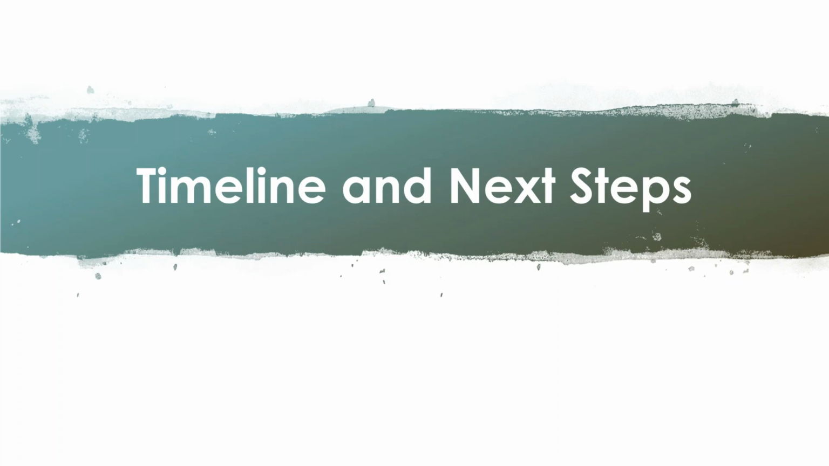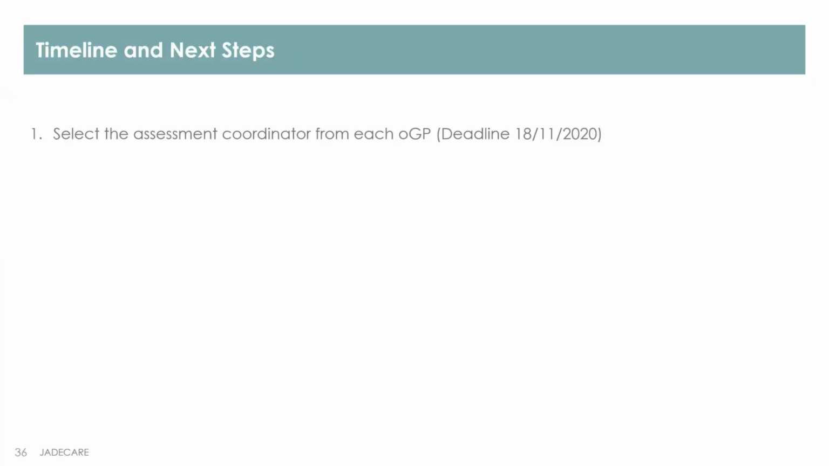Okay, so let's move to the last item before the general questions, which is the timeline and the next steps. As you know, we have a tight schedule. So our proposal is to select first the assessment coordinator and the team by the 18th of November and share it with us, with work package 4 and 3, of course.